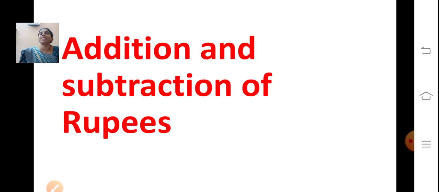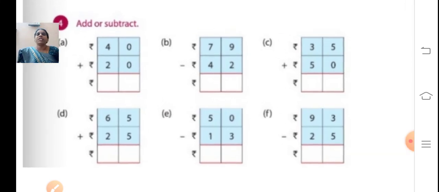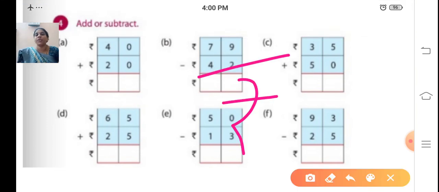Next, addition and subtraction of rupees. How to do the addition and subtraction of rupees? Same way. See, on the left-hand side we have one symbol, right? This is the symbol for rupee. Don't forget, this is the symbol for rupee.